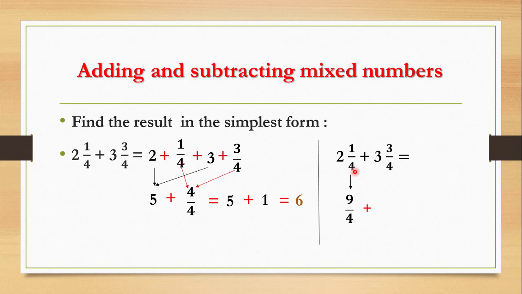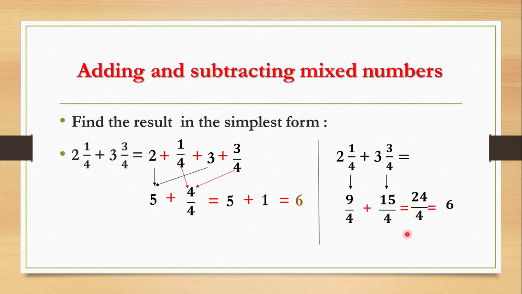Okay, plus the second one. We'll use the same denominator, 4. Then 3 times 4 equals 12 plus 3 equals 15. So we have 15 over 4. Now we can add, because we have the same denominator, so we can add 9 plus 15 over the same denominator 4. 9 plus 15 is 24. 24 over 4 means 24 divided by 4, which is 6.